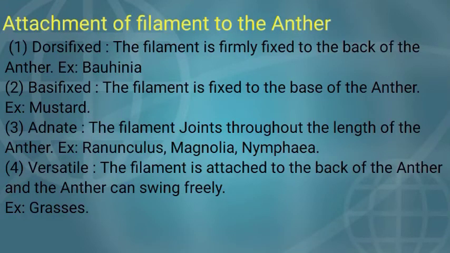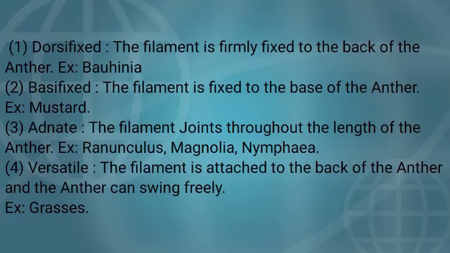In this type, the filament is fixed to the base of the anther. Example, mustard. Third one, adnate condition. In this condition, filament joins throughout the length of the anther. Example, Ranunculus, Magnolia, Nymphaea. Fourth one, versatile condition. In this condition, the filament is attached to the back of the anther and the anther can swing freely.